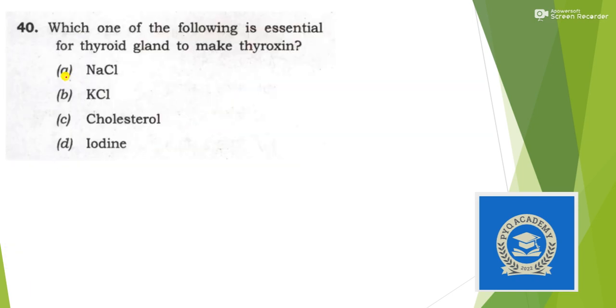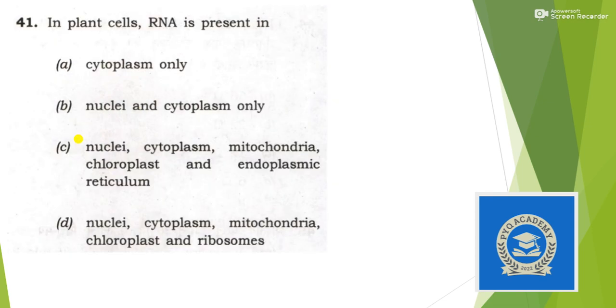Next, which of the following is essential for the thyroid gland to make thyroxine? Very easy question, no need of any explanation. Answer is option D, iodine. In plant cells RNA is present in? This is not a very easy question, but it is a tricky question. By knowing just one thing you can solve it. First of all, RNA is a genetic material, and genetic materials are involved in making proteins, and for protein you need ribosome. Only one option has ribosome, so the answer should be option D. In this way you can get directly to the answer. Otherwise yes, all answers are true: nucleus, cytoplasm, but the trick here is ribosome.